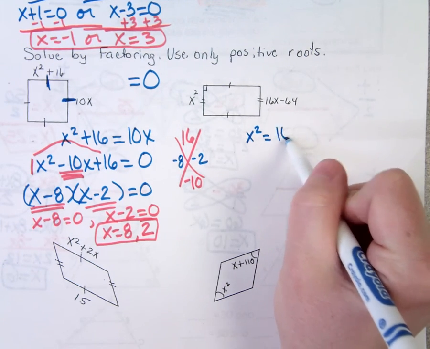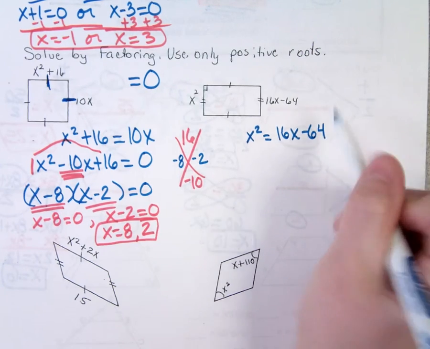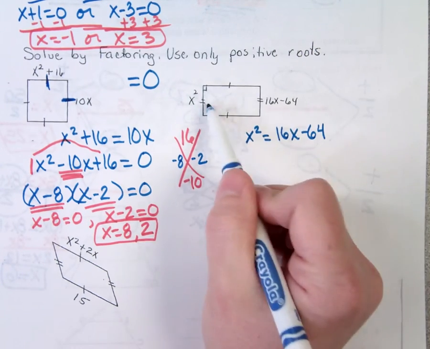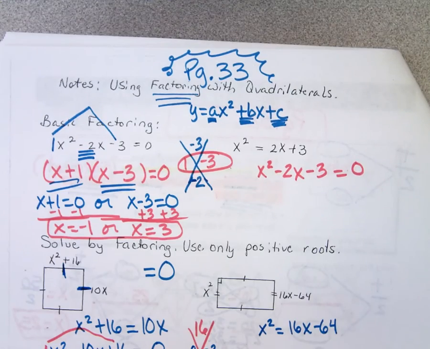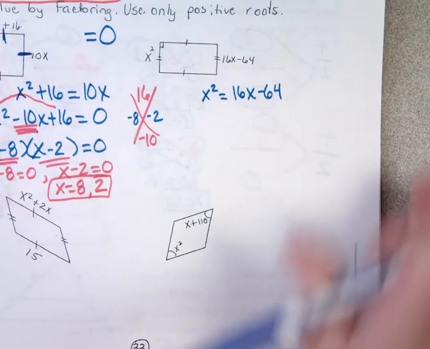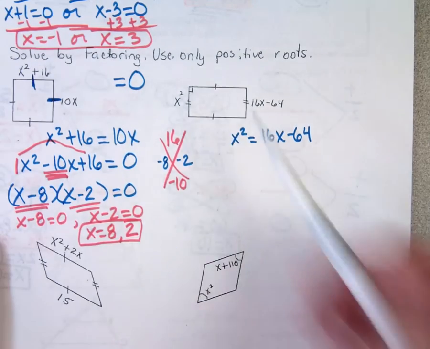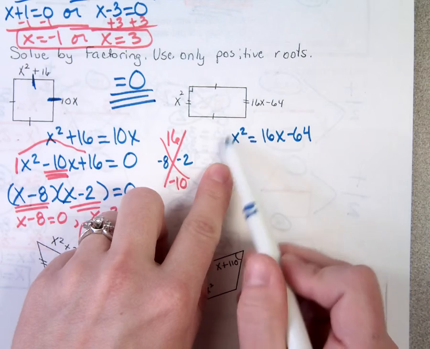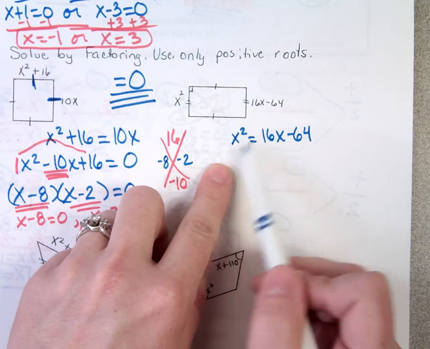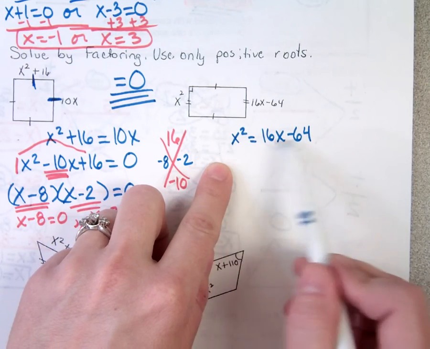Good. X squared equals 16x minus 64. So these tick marks here mean that those two sides are congruent. We're on page 33 of the packet from yesterday. Okay, and then I have to make sure that they say equals 0 or I can't begin. And like I said, I don't want to move my x squared if he's positive where he is. So I'm going to leave him alone. I'm going to move both of these.